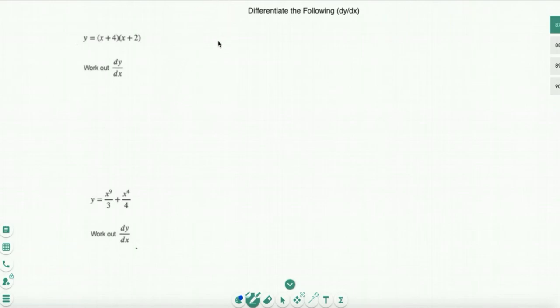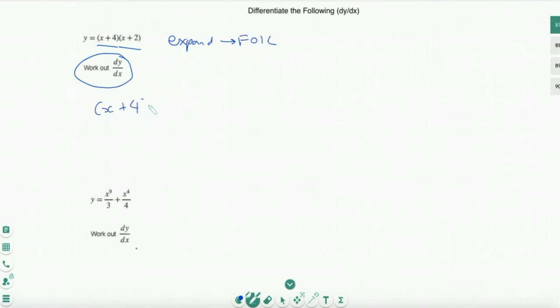Y equals x plus 4 times x plus 2. Work out dy over dx. So we're asked to work out dy over dx. That just means to differentiate the equation. If there's brackets, it's a little bit hard to differentiate it. What you want to do, pretty straightforward, is get rid of the brackets by expanding. Since there are 2 brackets, we're going to use FOIL to expand the brackets.